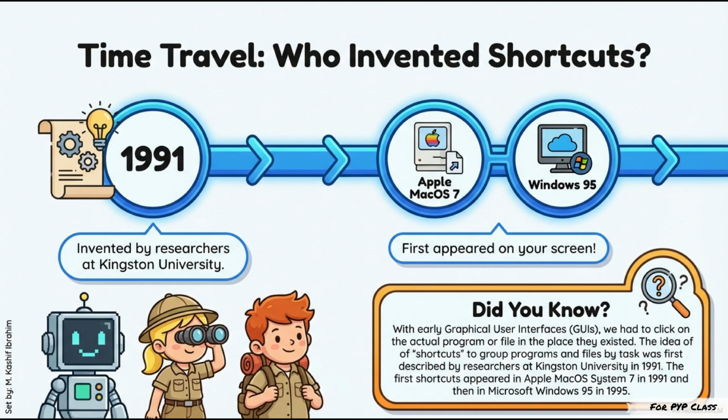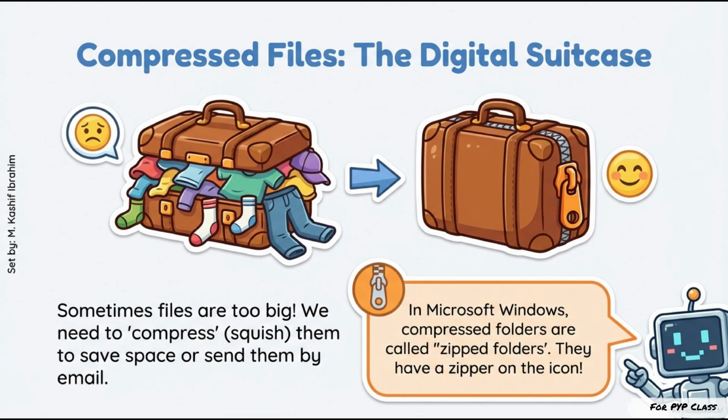Okay, superpower number 2, zipping. If you've ever tried to email a whole bunch of photos and gotten that dreaded file too large error message, well, you're about to learn the solution. The idea behind compressing or zipping a file is just perfectly captured right here. It's exactly like packing a digital suitcase. You take this big, messy pile of files and you neatly squish them all into one tidy package. It makes it so much easier to carry around or to send.